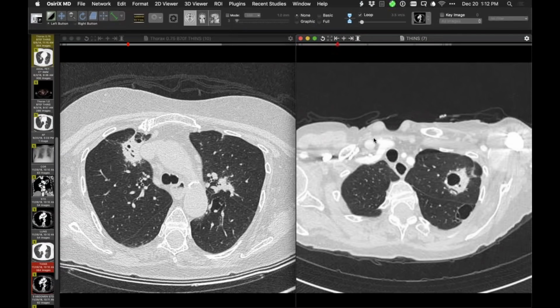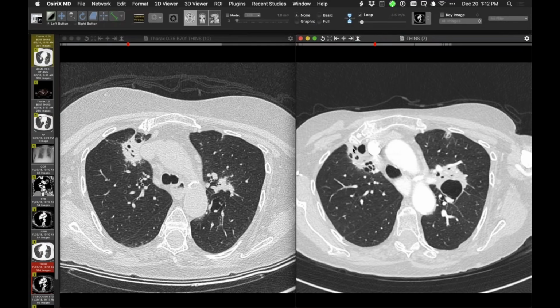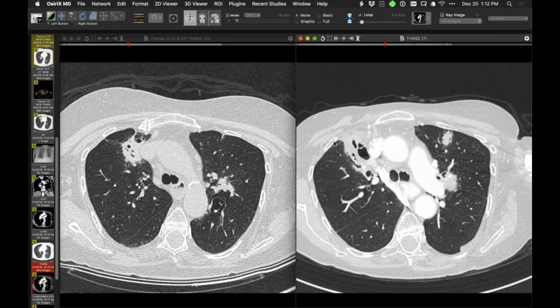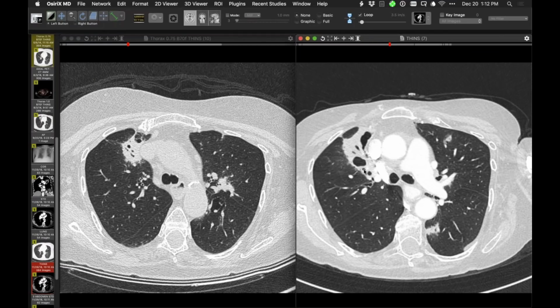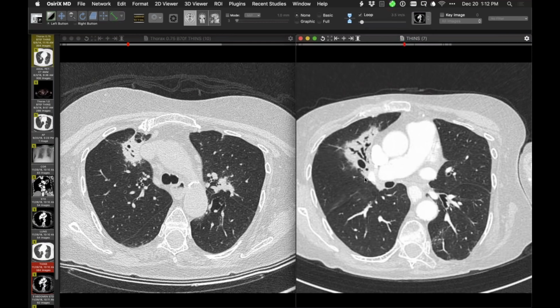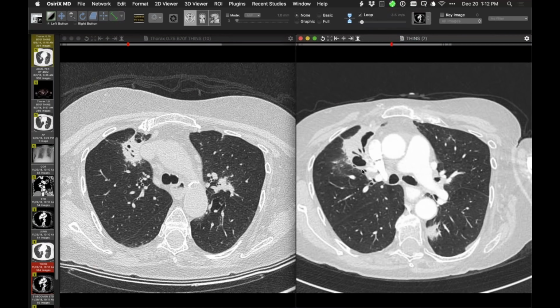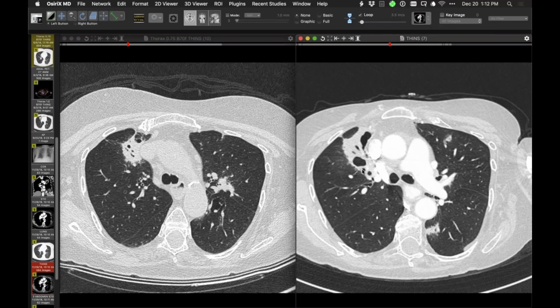Now let's look at the lesions now. You'll see that indeed large areas of cystic change have developed within the lesions. These foci of bronchiectasis and cystic change in the right upper lobe lesion have increased pretty substantially over time. So multifocal lesions with dramatic cystic change developing in them.